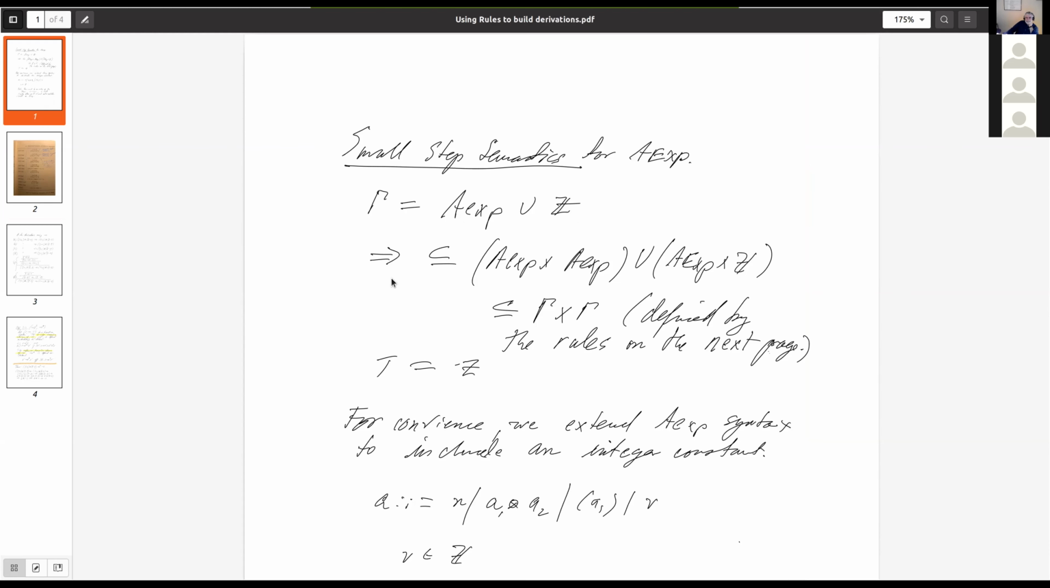This last semester I got confused on this, and this semester I find it confusing. But when he goes to the small step semantics, he uses what I think of as a big arrow instead of the single arrow, which is the big step semantics. So anyway, this is a relation. It's a subset of A expression cross A expression unioned with A expression cross int.